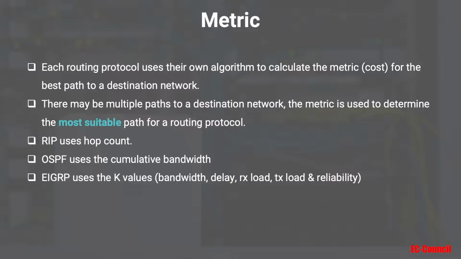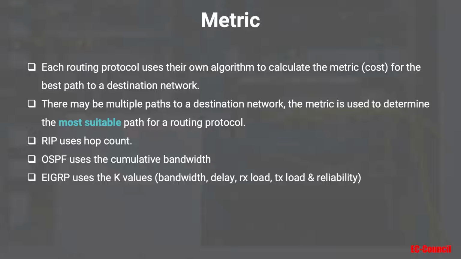Another key component is the metric. So what if you are only using one routing protocol? Let's say the routing protocol is OSPF, and OSPF found 3 possible routes to the same destination. How will the router choose the best path? Well, this is where the metric comes into play. Each routing protocol uses its own algorithm to calculate the metric, or in other words, the cost for the best path to a destination network. There may be multiple paths to a destination network. The metric is used to determine the most suitable path for a routing protocol.